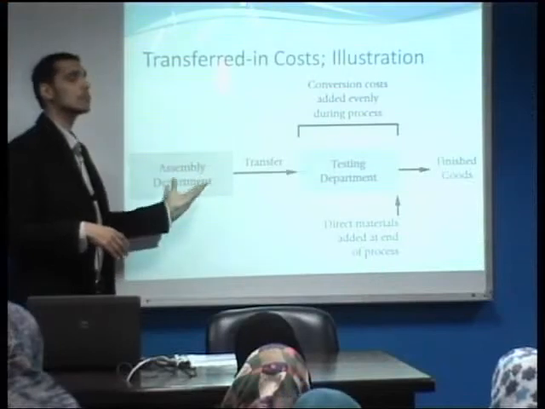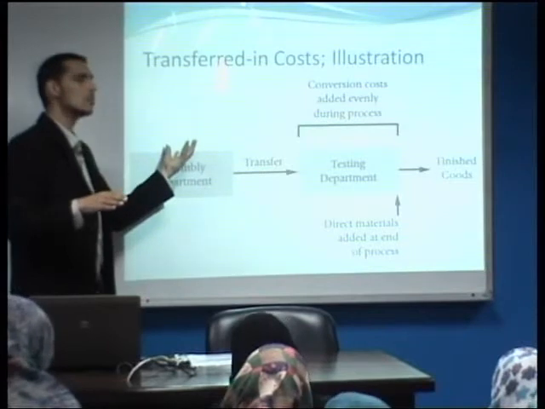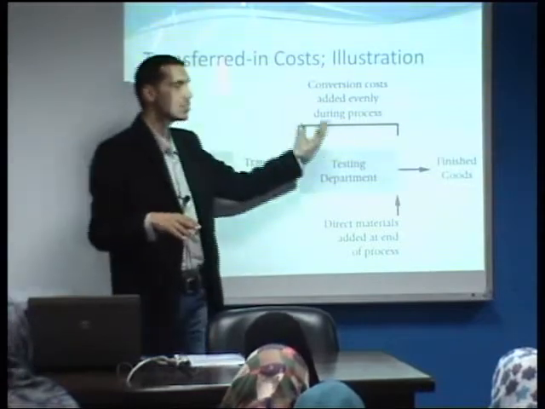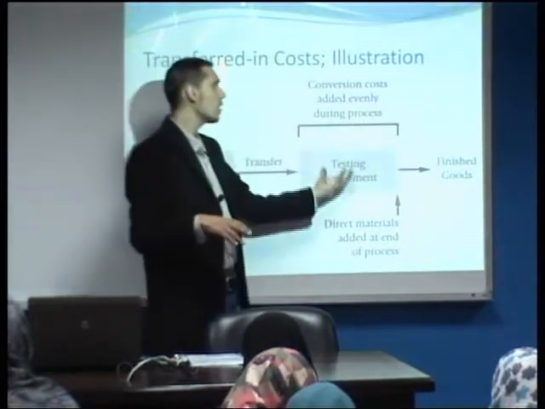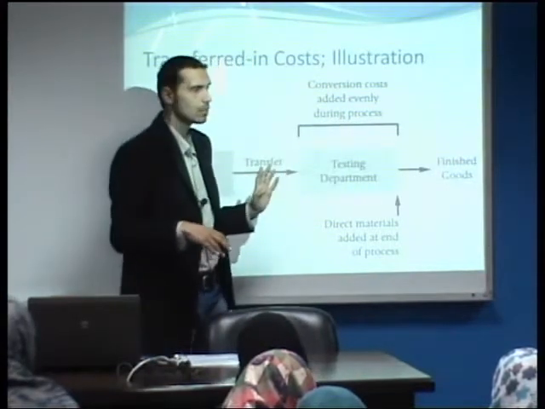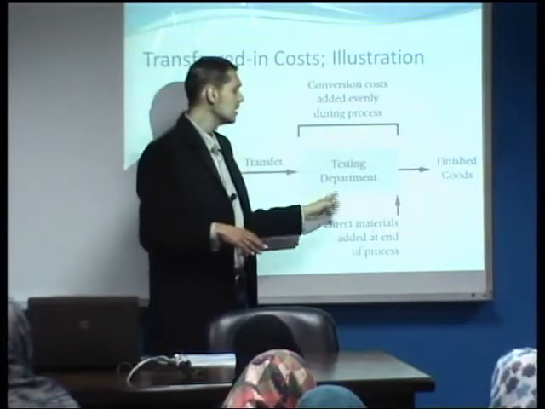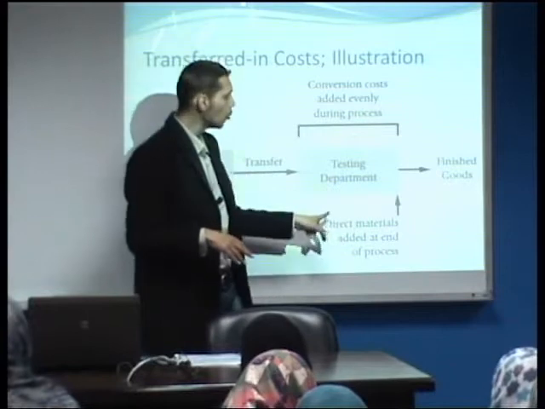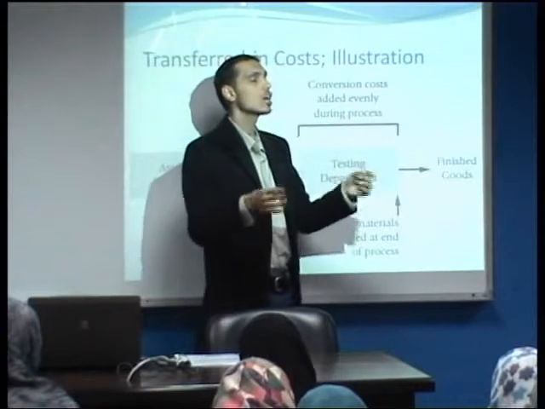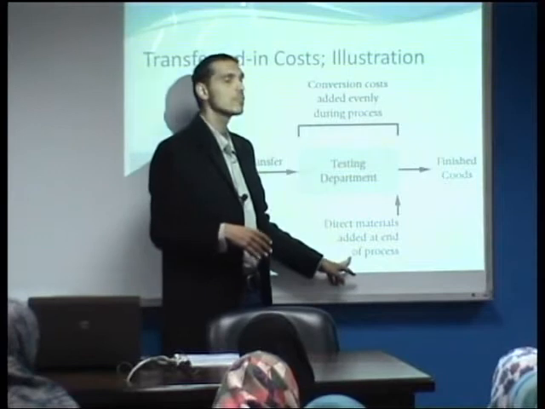After the assembly department completes and transfers out the units, they are transferred to the testing department. In the testing department, conversion costs are added evenly during the process, the same as in the assembly department. But the direct materials in the testing department are added at the end of the production process. Therefore, as we can see here, the direct materials are added at the end of the process.